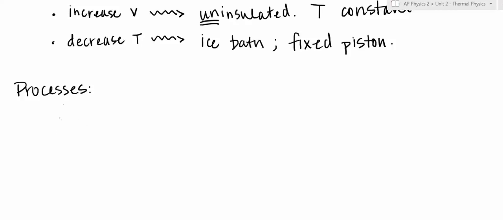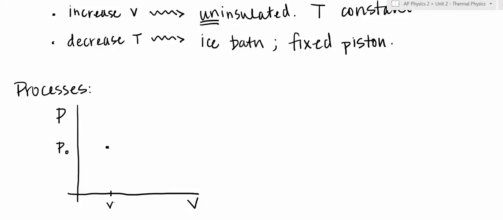First, let's look at a pressure versus volume graph. If we have a gas and it's initially at P naught and V naught, and it expands at a constant pressure to P naught and to V naught, what did the piston do?